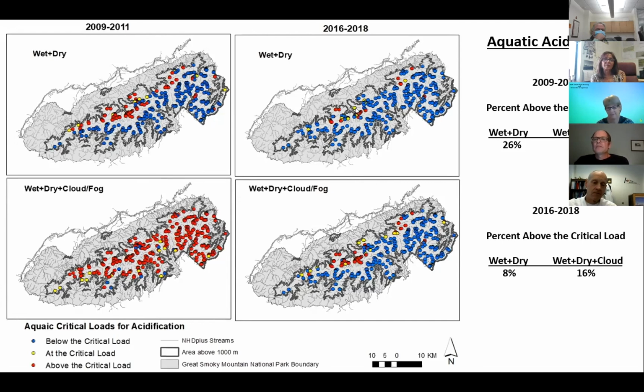What we found here in terms of the earlier period, if you just focus on the TDEP estimates, is about a 26% exceedance. If we add cloud and fog deposition, that increases to about 91%. Looking at the current period, we have a substantial reduction in exceedance rates, about 8%. With cloud and fog it would be 16%. So we would still have a higher rate of exceedance.